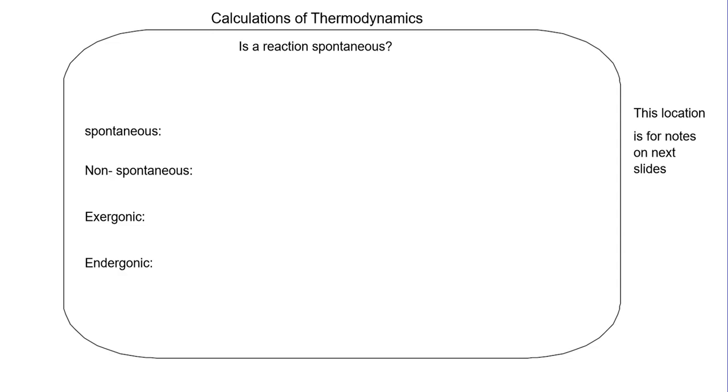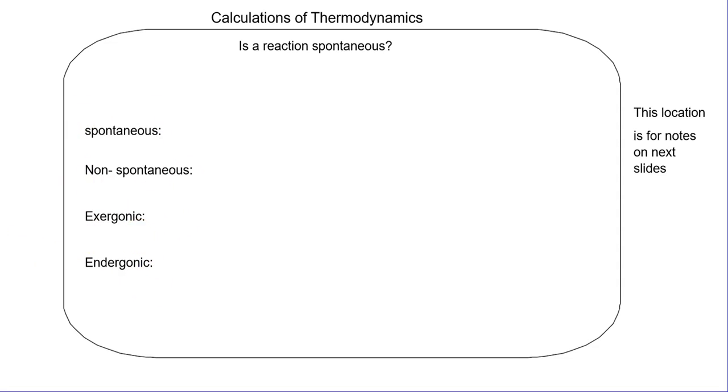This slide here is for you. It should be in your workbook or your packet of notes that you can use to put some notes on from the next few slides. So as we move along here, these are some concepts that we're going to be looking at: spontaneous, non-spontaneous, exergonic, endergonic. So you can see where you want to add your own notes.